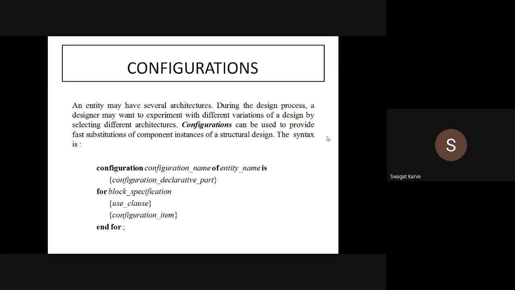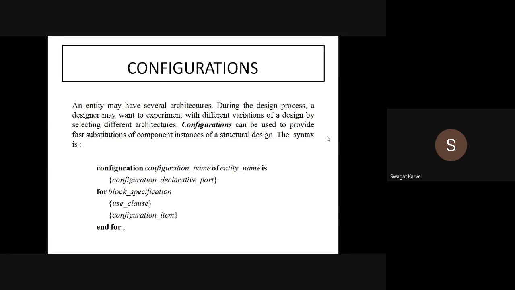Now for a design purpose or for a designer, if you want some typical part of the code and that you want to use for the research purpose or for the experiment purpose, so what will be the solution to that? Now the configurations are solution to that. That means during the design process, a designer may want to experiment with different variation of a design by selecting different architecture. Now the configurations can use to provide fast substitute of components instances in that design or a structural design.